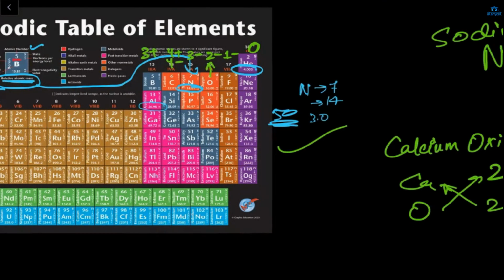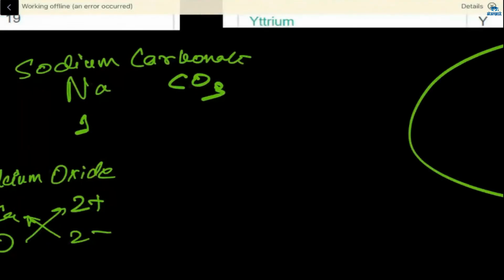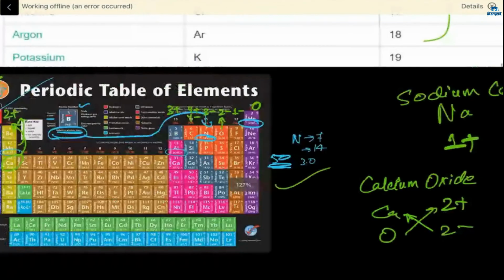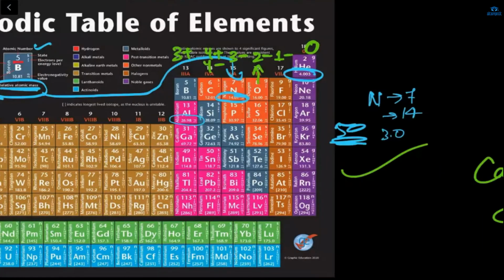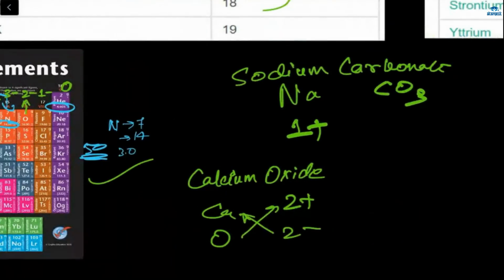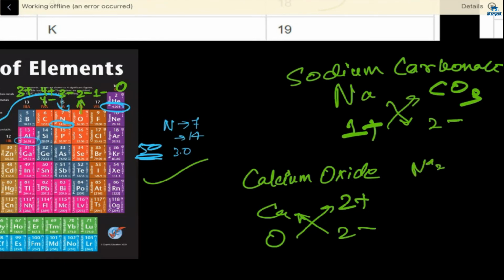Now, let's check sodium. Where is Na? Na is having 1 plus, right? So let us write this 1 plus. Now what about this CO3? It is carbon and oxygen. So your oxygen is having here charge how much? 2 minus. So what we have to do? We have to just crisscross it. So it will be Na2CO3. This is the chemical formula of that particular compound.